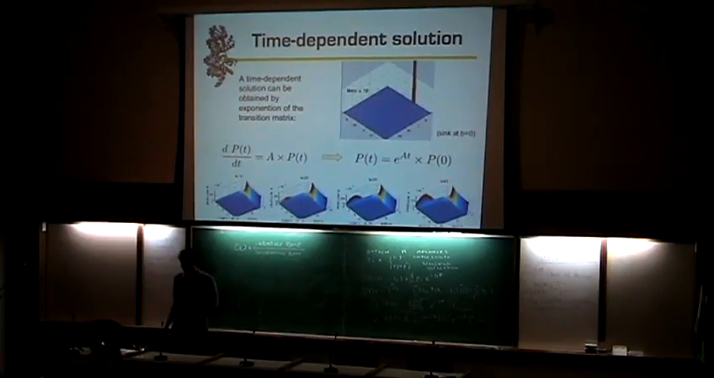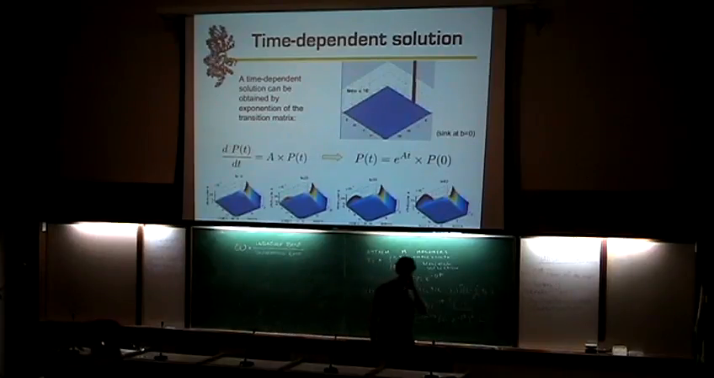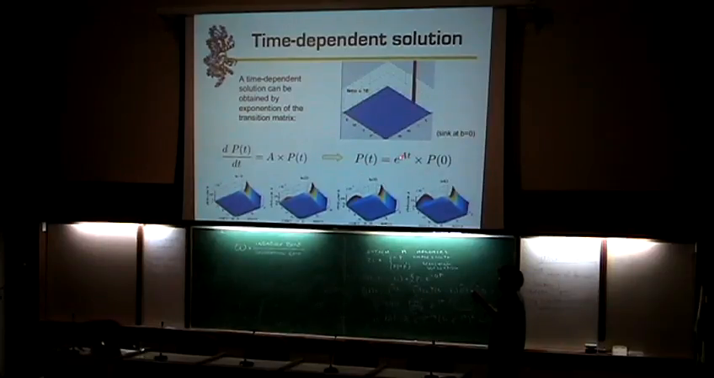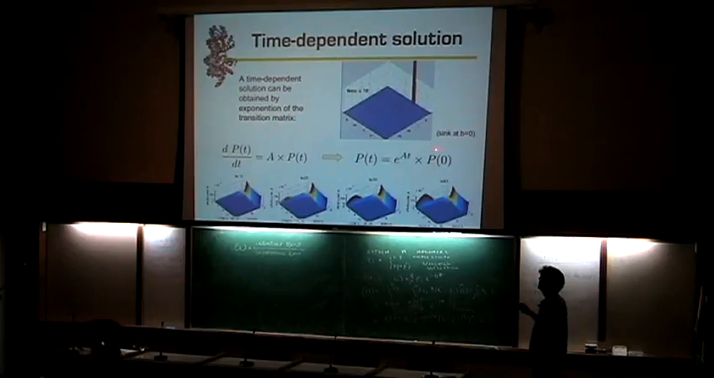Okay, so another thing you can do with the description of the system in matrix form is just solve this exactly. Just solve this equation over here, and you can get a time-dependent solution to the problem by exponentiating this big transition matrix. It's just the exponential of the matrix times your initial state.